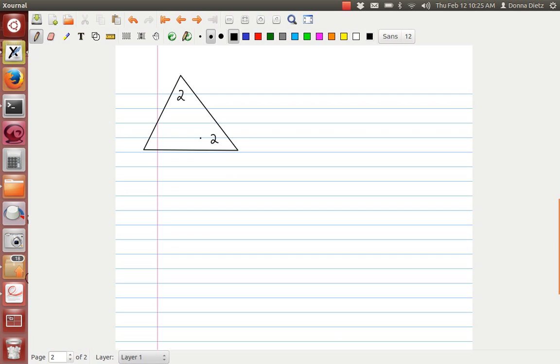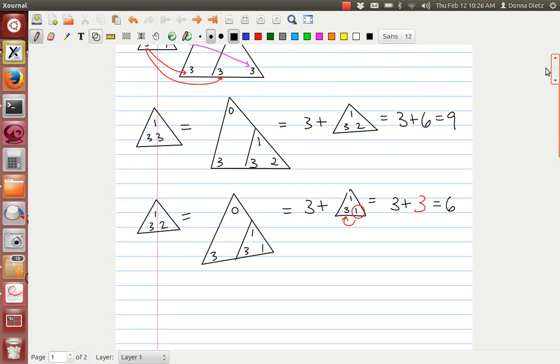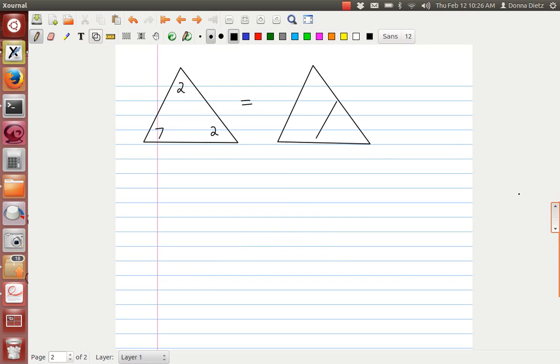Let me do something like that. Okay, so I can't use the first rule or the second rule because this is not a 0, this is not a 1. So I will use the third rule. And again, I will use the arrows to help organize my work. I will use the red arrows.